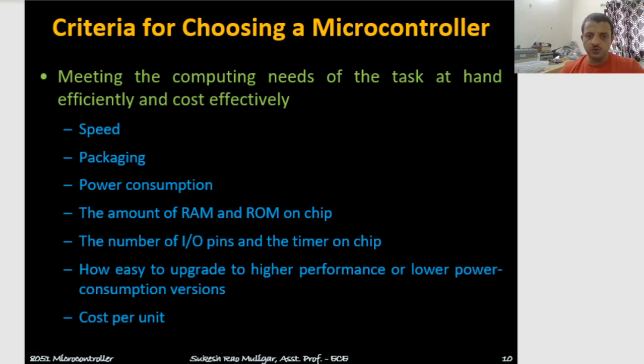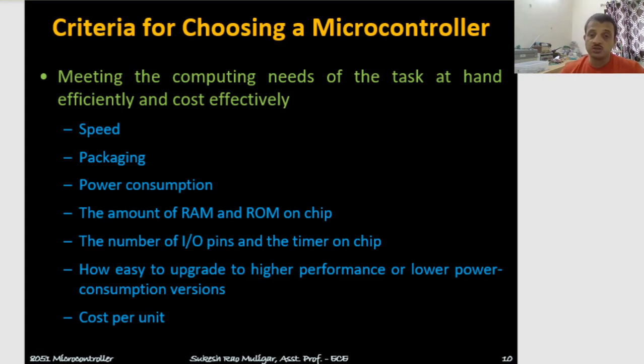So if you want to build an application where speed is a critical point, then you need to consider the speed of operation, the clock speed, and how much you can negotiate in terms of the clock. The packaging, I mean the size and dimension of the chip. Generally, there are DIP packages, quad packages, and SMD packages. These packages come into the picture when you are really worried about the size of the chip.